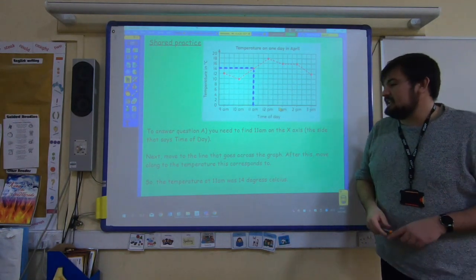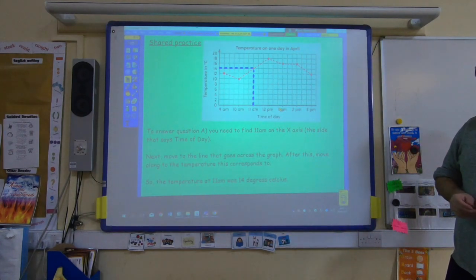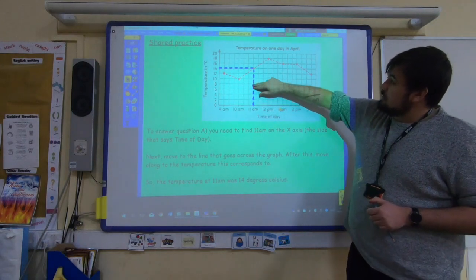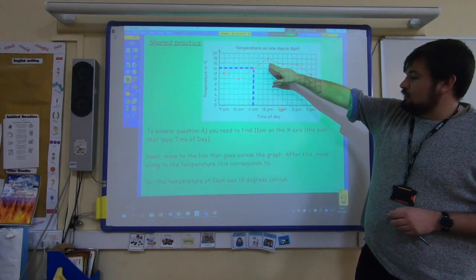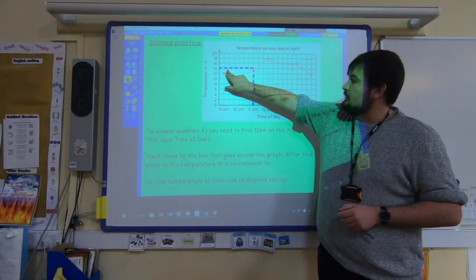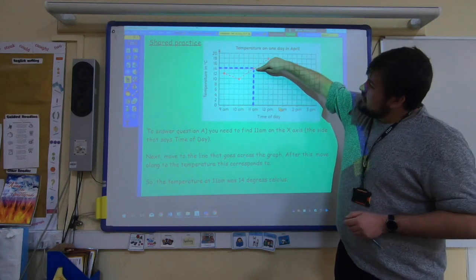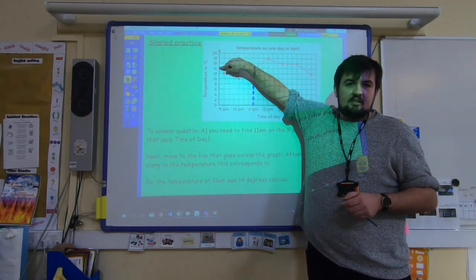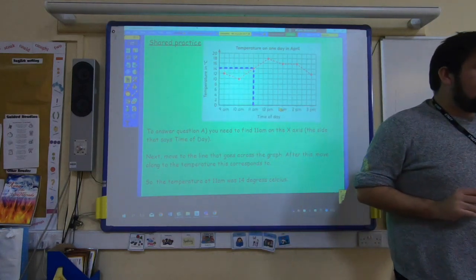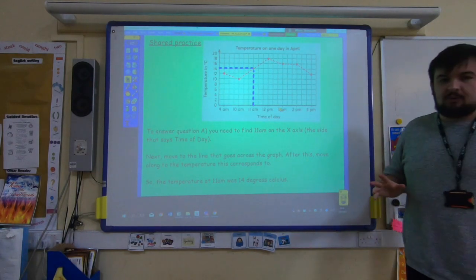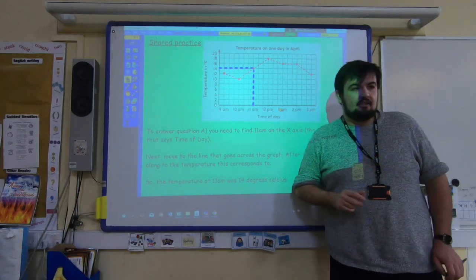Okay. And then it says next, you need to move up to the line that moves across the graph. So this line that moves across. After this, move along to the temperature that corresponds to this. So I can see that I've gone up here and I'm going across here. What's my answer? 14 degrees Celsius.